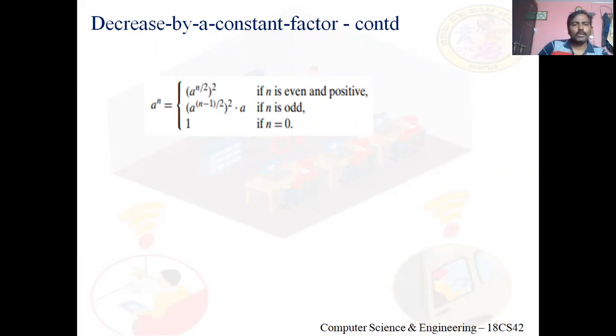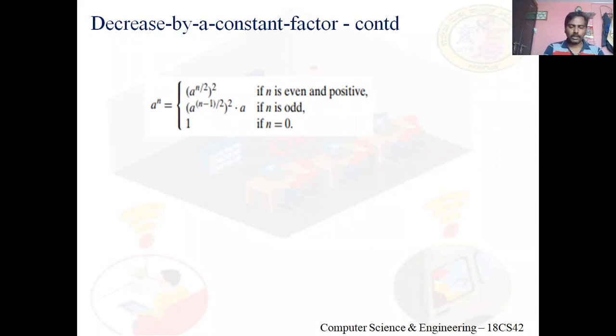Got it? So now, if n is odd, let me say a power n is 7. In that case, what I need to do, if n is odd, I need to compute a to the power n minus 1 by 2. Means a to the power 7 minus 1, that is 6 by 2, that's nothing but a cube. Square the a cube, what are you going to get? A to the power 6. For that a to the power 6, you multiply a, you're going to get a to the power 7. Clear?